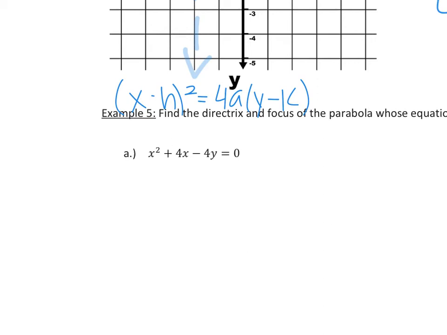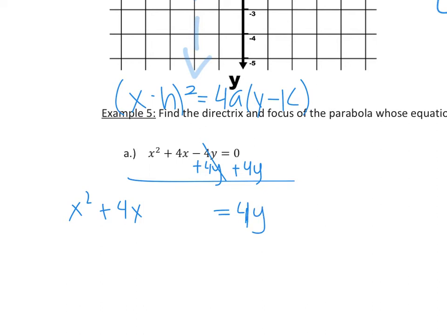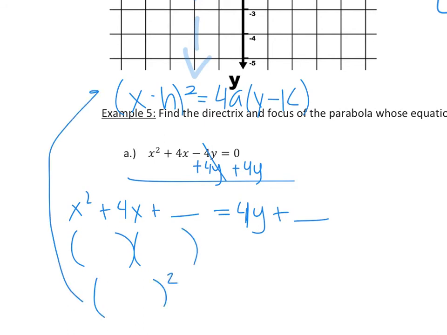So to get that to happen, what you're going to do is bring the x's and y's on different sides. So you get x squared plus 4x equals 4y. And then you're going to do that plus blank stuff we did from completing the square. And this is why you learned completing the square. So you're going to complete the square so that you can get this to be the same thing, and then square it, and then that'll relate back to the formula.